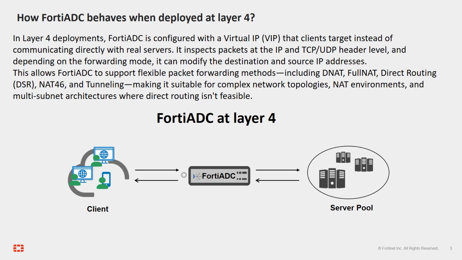In Layer 4 deployments, FortiADC is configured with a VIP that clients target instead of communicating directly with real servers. It inspects packets at the IP and TCP/UDP header level, and depending on the forwarding mode, it can modify the destination and source IP addresses. This allows FortiADC to support flexible packet forwarding methods, including DNAT, full NAT, direct routing, NAT4to6, and tunneling, making it suitable for complex network topologies, NAT environments, and multi-subnet architectures where direct routing isn't feasible.